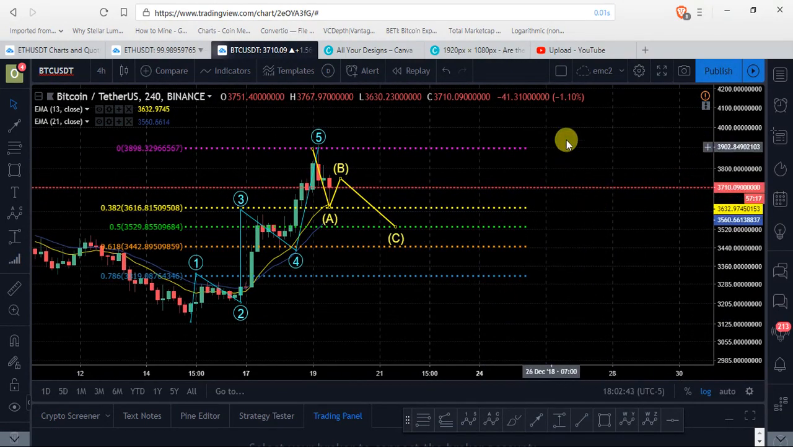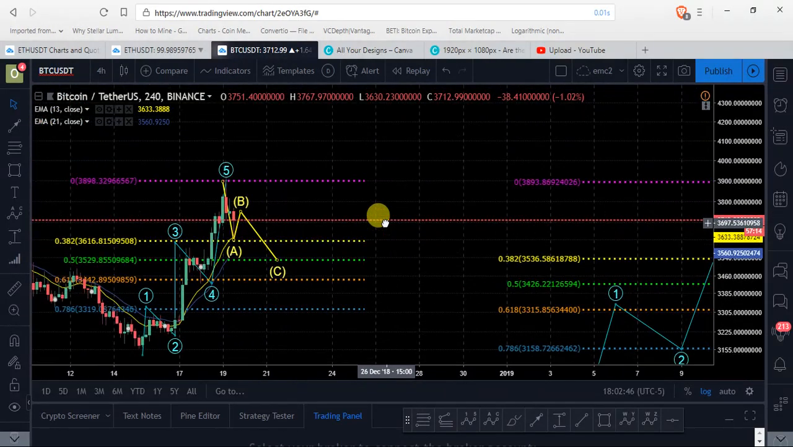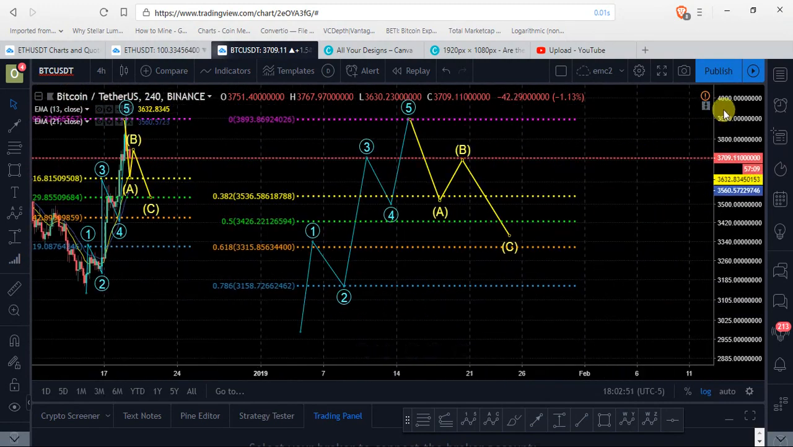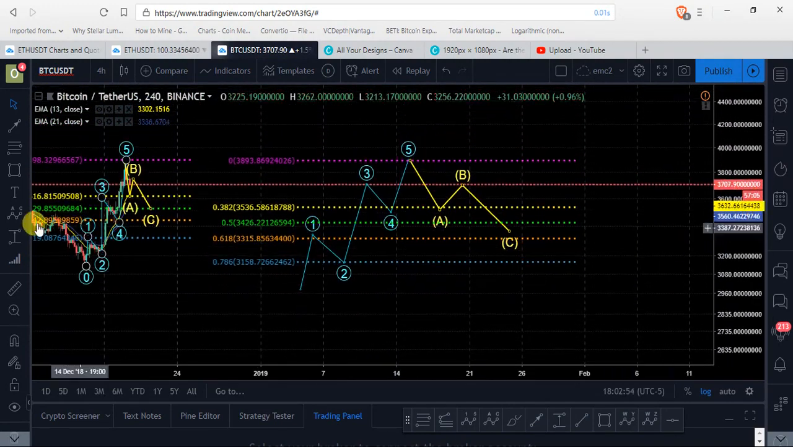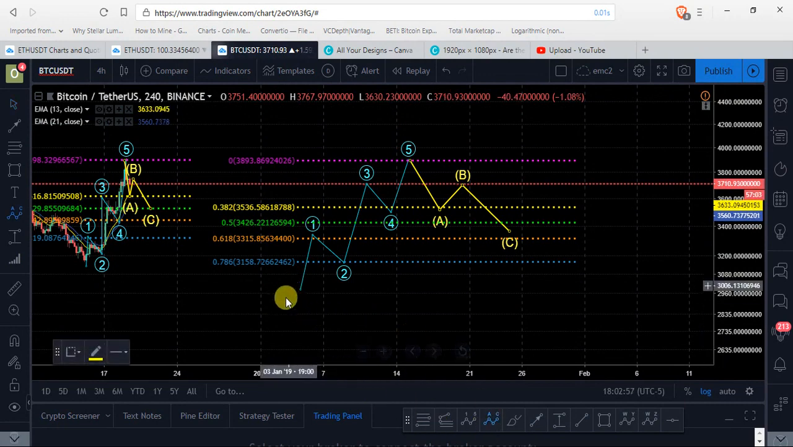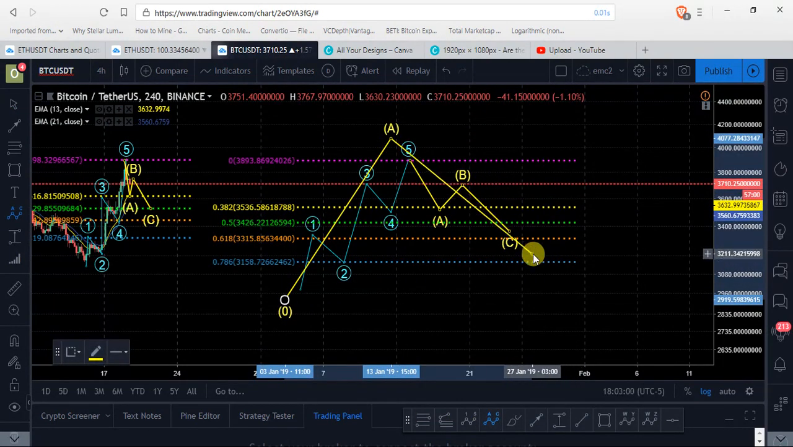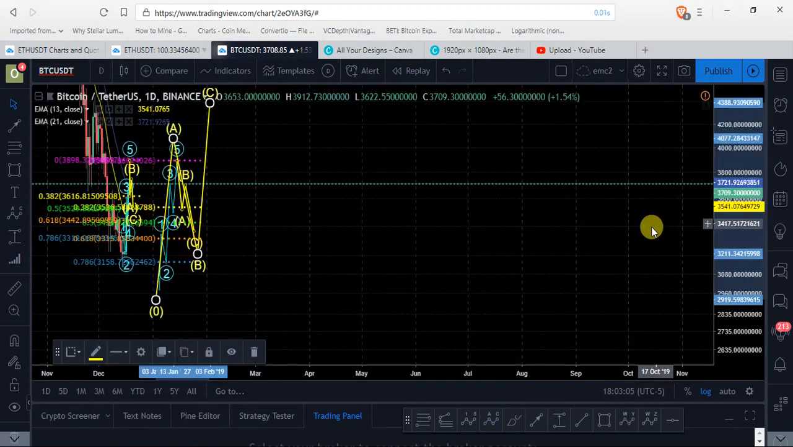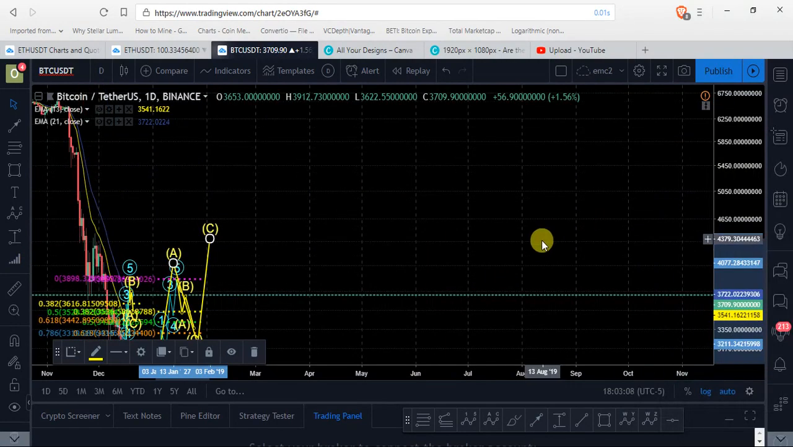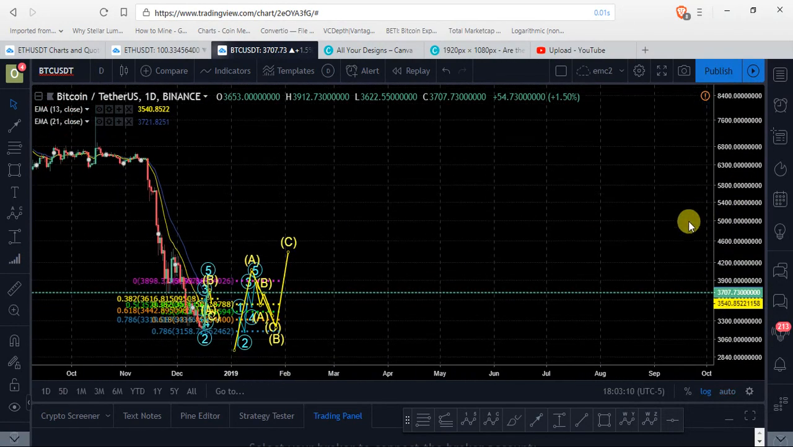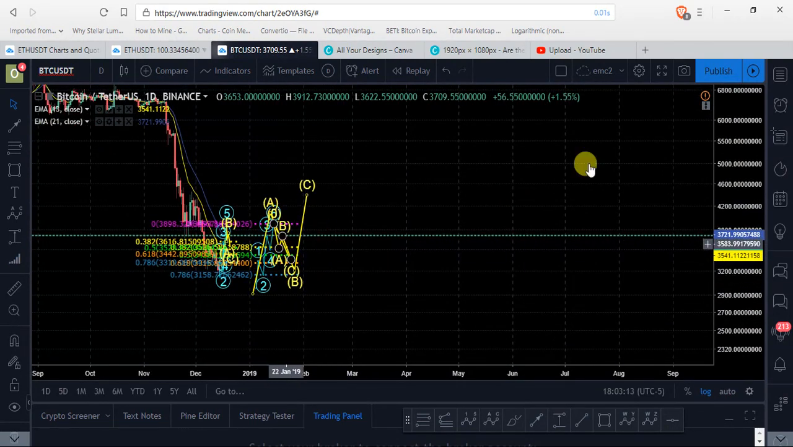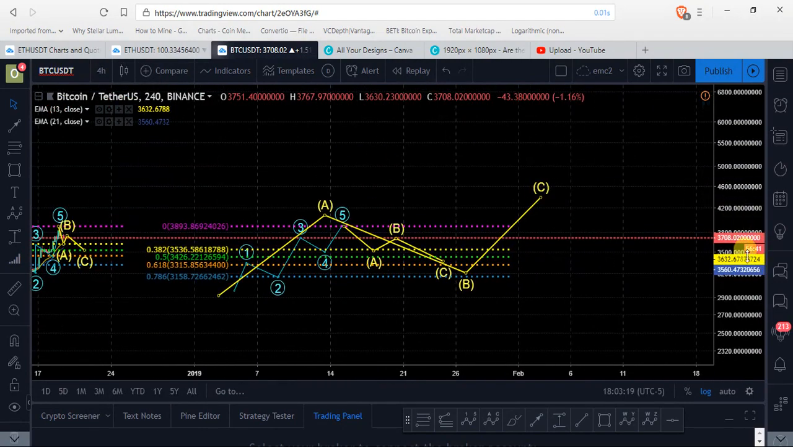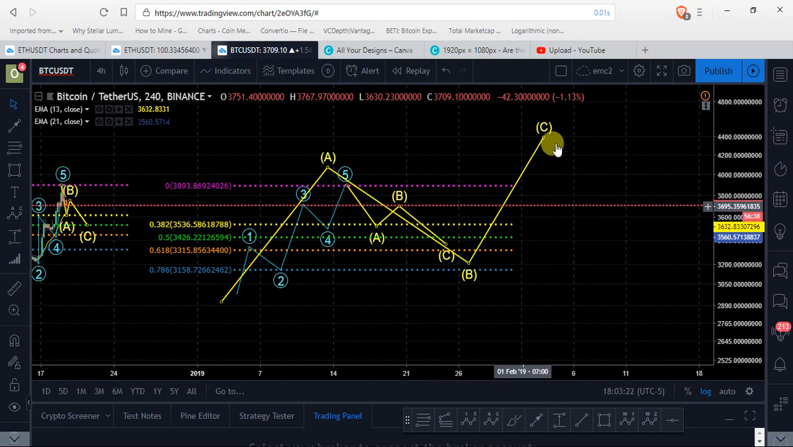Right. So let's take a look at where we expect our C wave to be, as we mentioned. So this is what we're going to have. It's going to be A, B, and C. Let's take a look at a bigger time frame. Let's go back to a smaller time frame because it's going to get complicated. All right, so now, what do you expect this C wave to be?